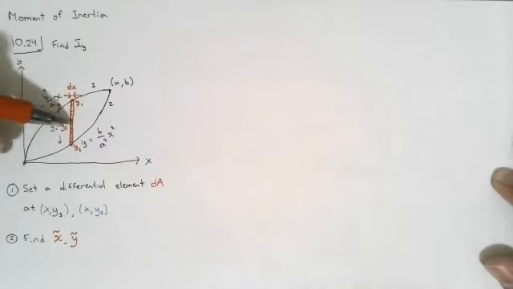Therefore, its centroid will be located at its center. That's what we mean when we say x squiggly: the center, the coordinate to the centroid of this element.